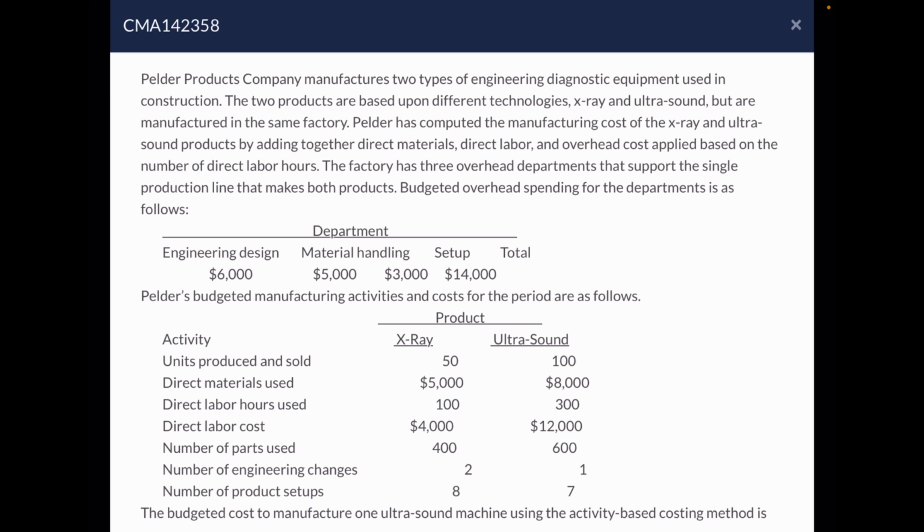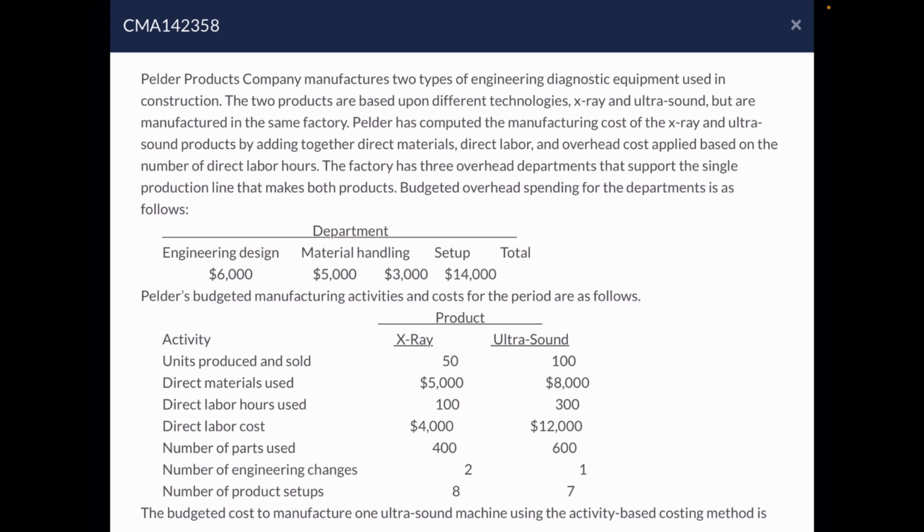The factory has three overhead departments that support the single production line that makes both products. Budgeted overhead spending for the departments is as follows. For engineering design, it is $6,000. For material handling, it is $5,000. For setup, it is $3,000. The total budgeted overhead is $14,000.